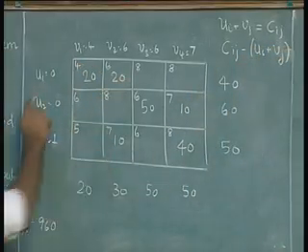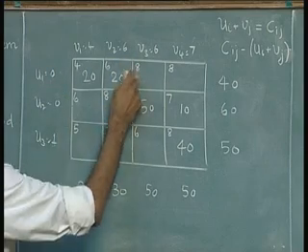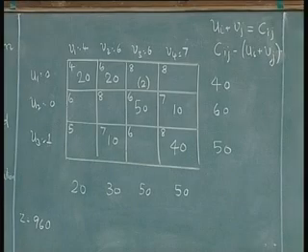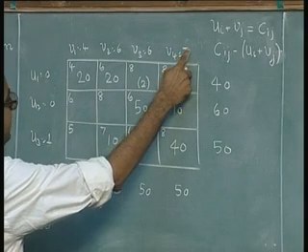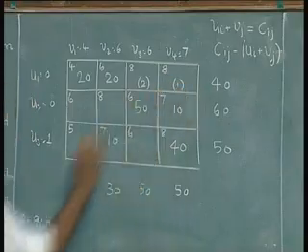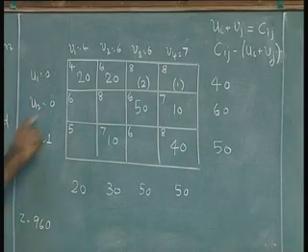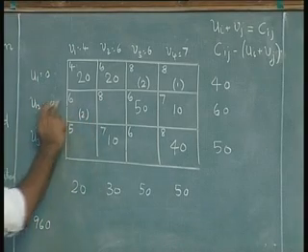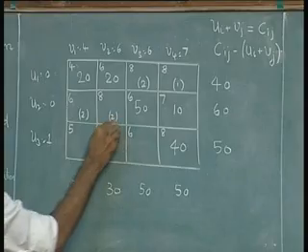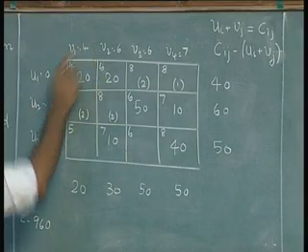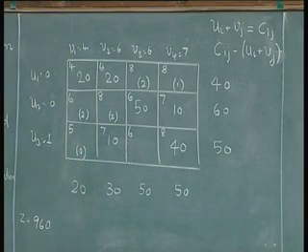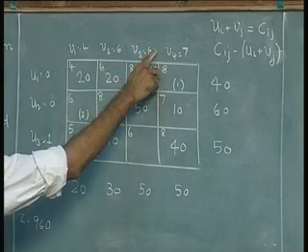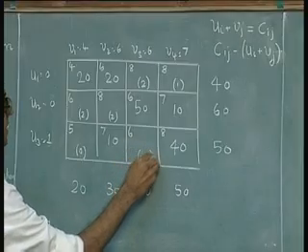Now, for this one ui plus vj is 0 plus 6, 6, 8 minus 6 is 2. So, Cij minus ui plus vj is 2. 0 plus 7, ui plus vj is 7, 8 minus 7 is 1. Ui plus vj is 4, 6 minus 4, 2. Ui plus vj is 6, 8 minus 6, 2. Ui plus vj is 5, 5 minus 5, 0. Ui plus vj is 7, 6 minus 7 is minus 1.